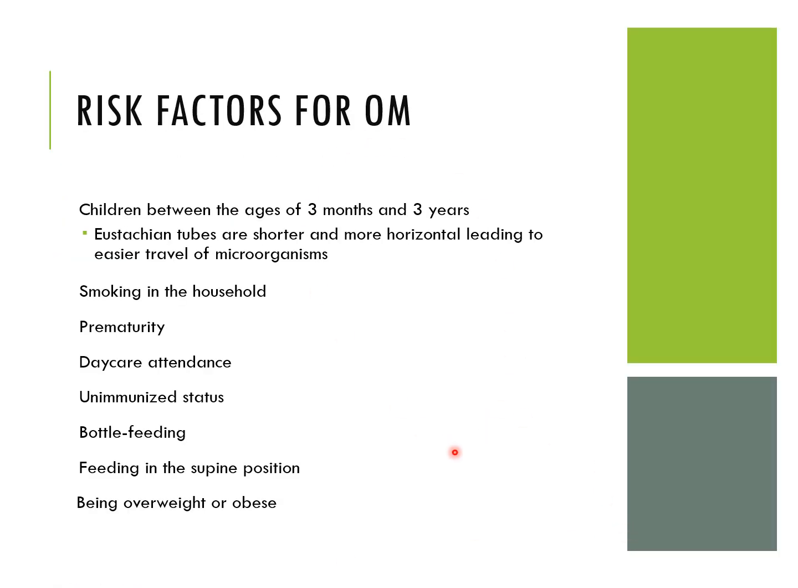So risk factors for OM, so children between the ages of 3 months and 3 years are at much higher risk of developing otitis media. That's because their eustachian tubes at those ages are much shorter, and they're also more horizontal in layout. So they don't drain as well. You know, they're not kind of pointed downward to flow with gravity. It's easier for microorganisms to get trapped in there and to kind of travel back up to the tympanic membrane and cause infection and inflammation. So much more common in those age groups.